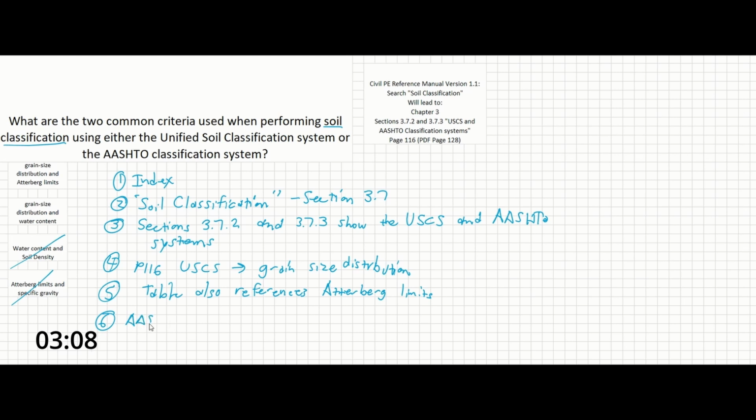If we move on to the AASHTO table, we can see again that the grain size distribution is referenced in the sieve analysis section of the table. So again, grain size. And we can also see that the liquid limit and the plasticity index are referenced. So that pretty much sums up that our answer is going to be A for this problem.